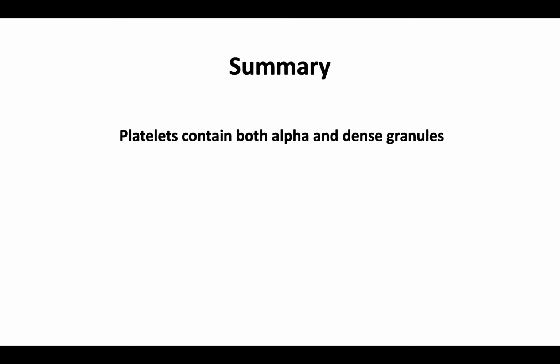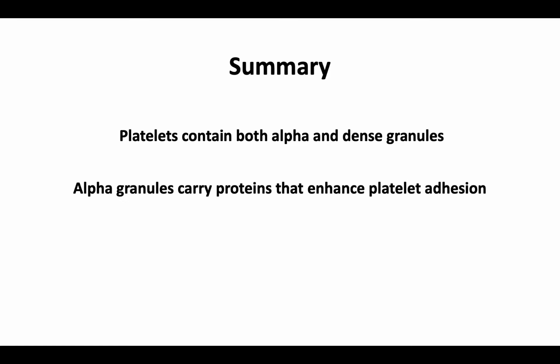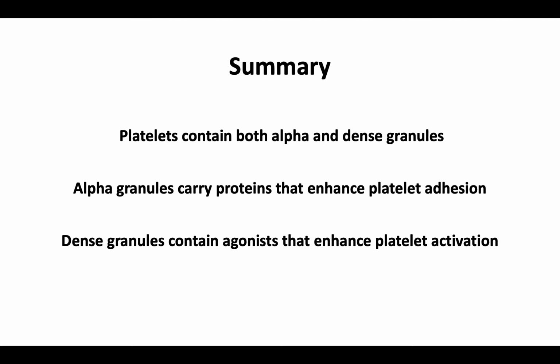This ends our discussion on the contents of dense granules, alpha granules, and lysosomal granules. As we end our discussion on platelet granules, let's summarize the following take-home points. Platelets contain both alpha and dense granules. Alpha granules carry proteins like von Willebrand factor, fibrinogen, and fibronectin that enhance platelet adhesion. Dense granules contain agonists like ADP and serotonin that enhance platelet activation.